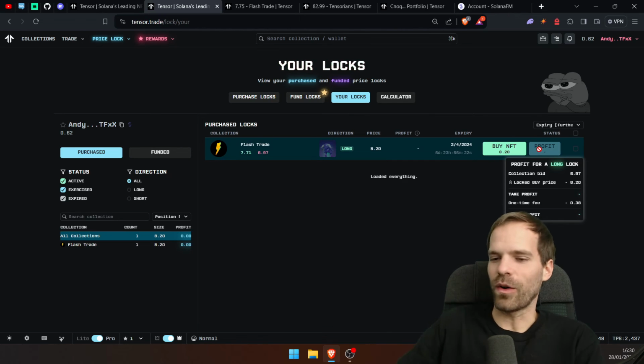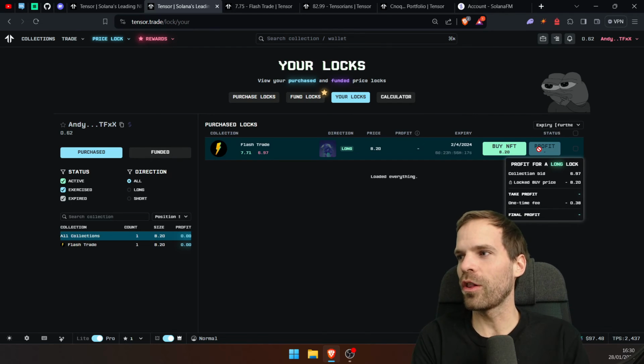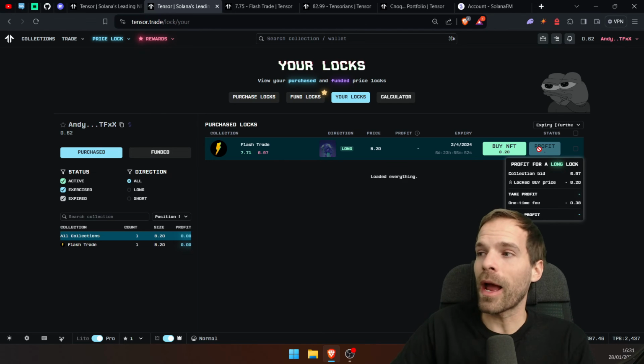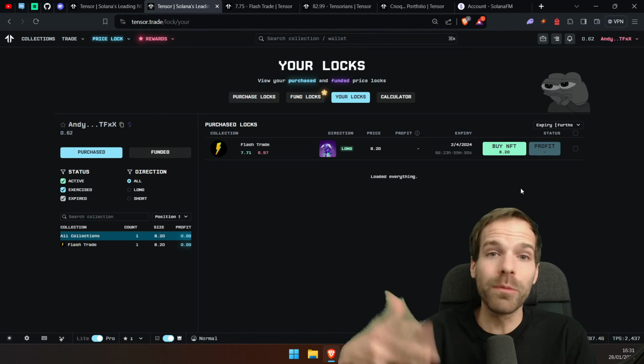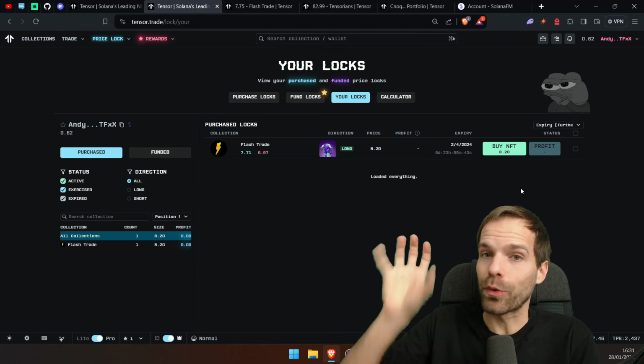But this button also looks interesting. What does that say? Profit for a long lock. Collection bid minus lock price minus the one-time fee, final profit. I mean, it kind of suggests that I can just flip it, like that I can take the collection bid at the same time of executing my buy. Which would make sense, because it's Tensor, it's even the same protocol.